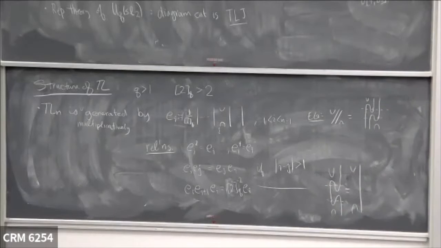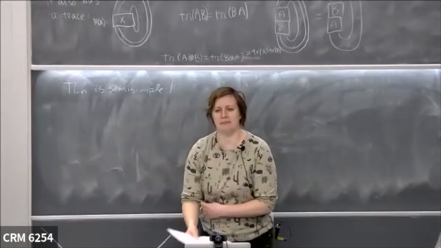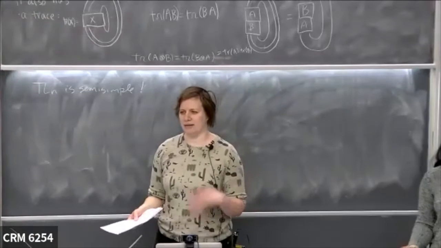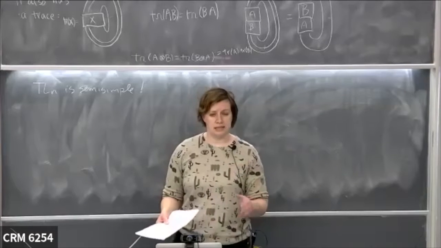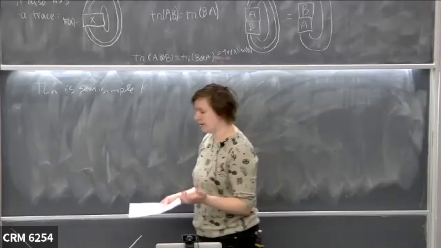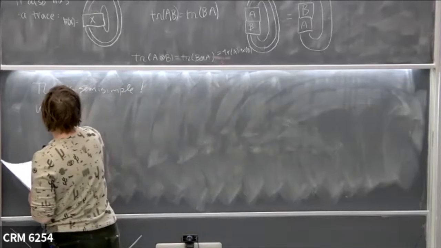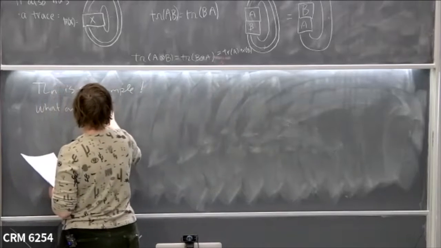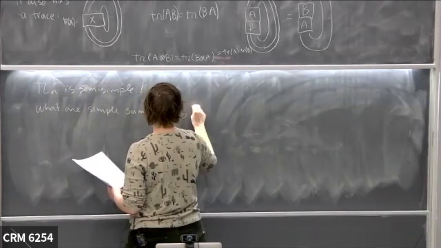Okay. The second thing that I want to tell you about the structure of Temperley-Lieb is that in this case where the quantum parameter is greater than or equal to 2, we have a semi-simple algebra. Okay, and so of course, if we know that something is semi-simple, we might ask ourselves, well, then what are the simple ingredients here? What are the simple summands of TL_n?